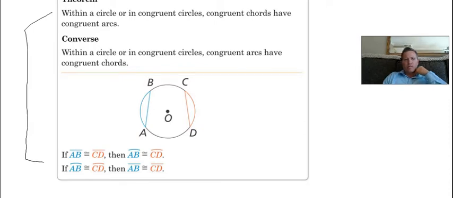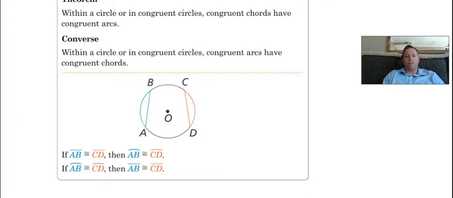So the first one says, within a circle, congruent chords have congruent arcs. So here are my chords. We're going to say if chord AB and chord CD were the same, then arc AB and arc CD would also be the same. If we took the converse statement, we would say within a circle, congruent arcs have congruent chords. So again, all I'm doing is switching that and saying if the arcs have the same length, then the chords are going to be congruent.